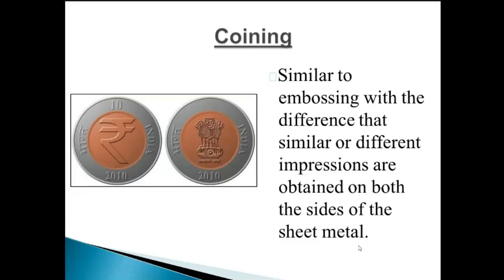You are already familiar with this process. And this is the 10 rupees coin, similar to the embossing with the difference that different impressions are obtained on both the sides of the sheet metals.